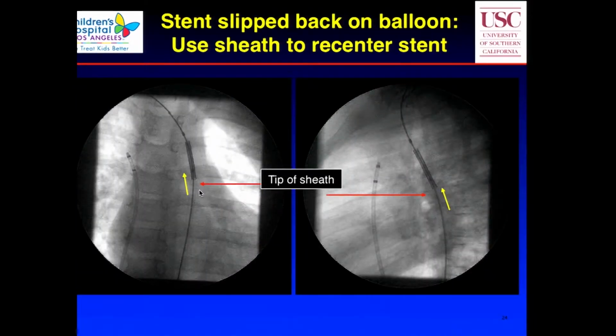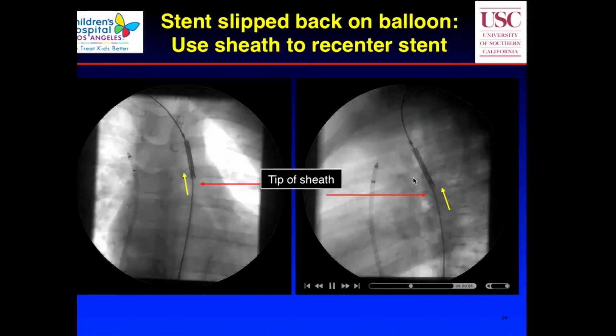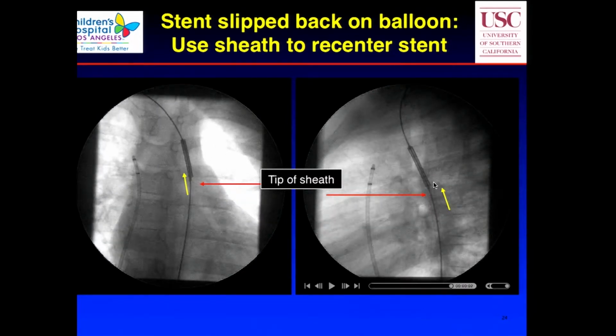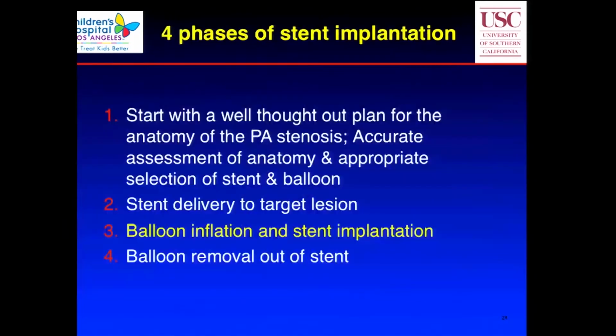So here's an example where the stent slipped backwards. See how the radiopaque markers of the balloon, the stent is backwards. Here is the tip of the sheath. You can hardly see this, but if you put the sheath up against the stent and pull the balloon, you watch on the lateral better. You'll see that we can actually recenter everything so that you can inflate the balloon better. So sometimes the stent can slip. So again, if you see that, fix it before you keep going to the next stage, because that can create a problem. Let's go to the third phase.